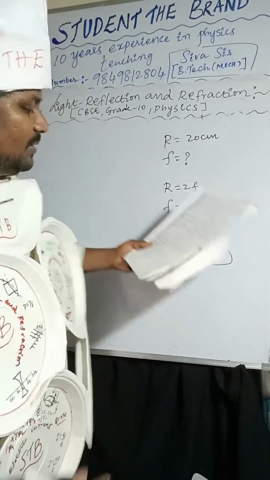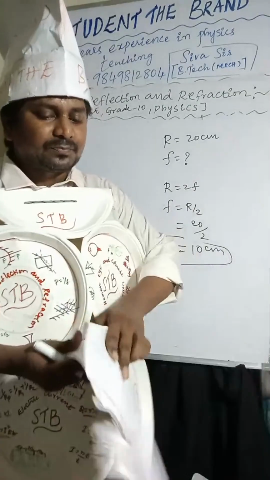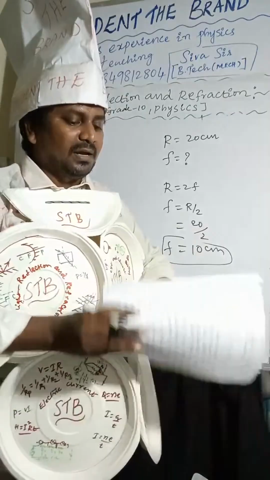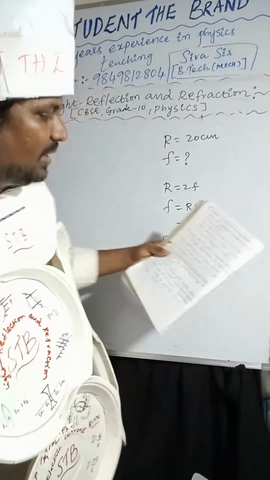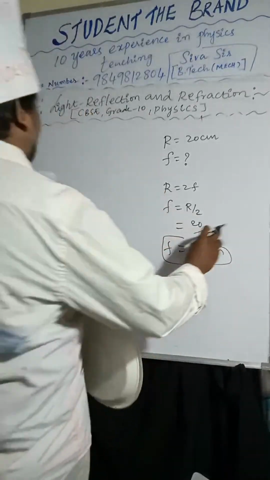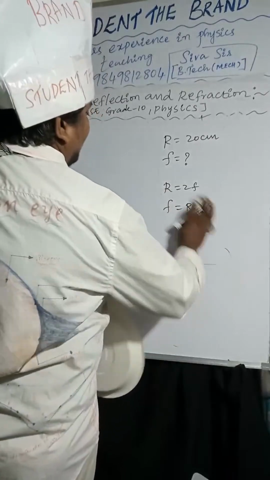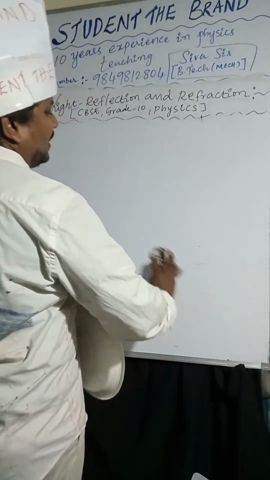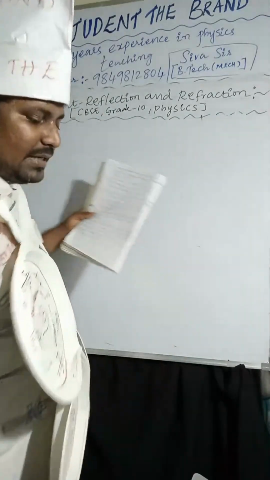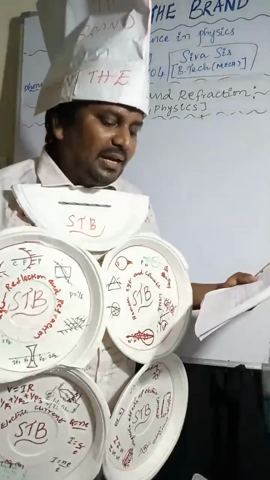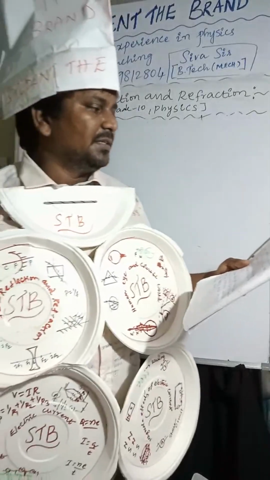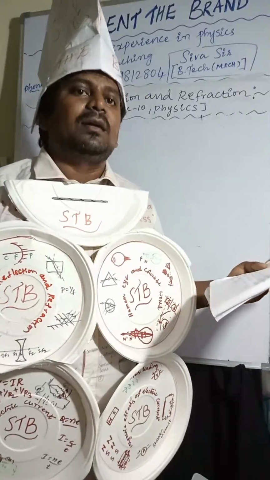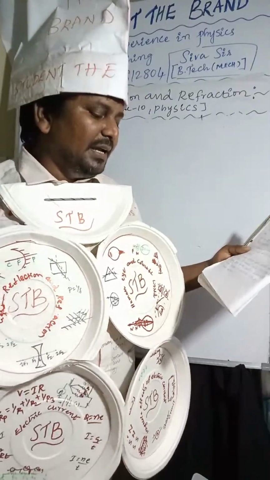Okay. Next one. We are going to the next problem. Name a mirror that can give erect and enlarged image. So concave mirror, only in concave mirror the image will be erect and enlarged.